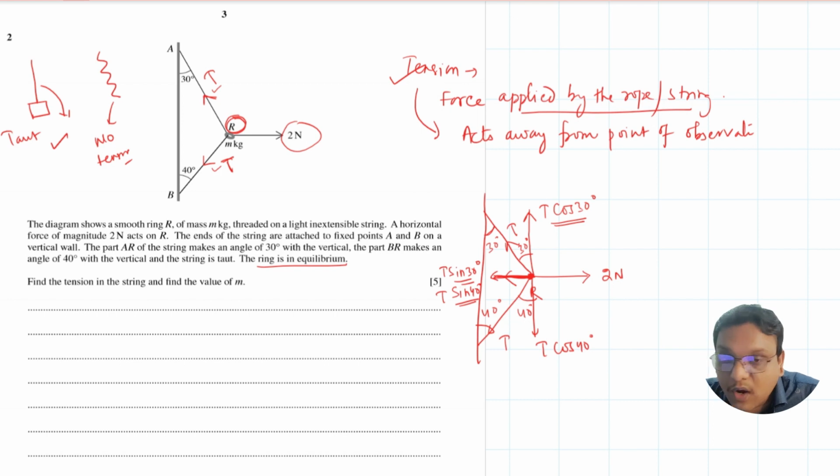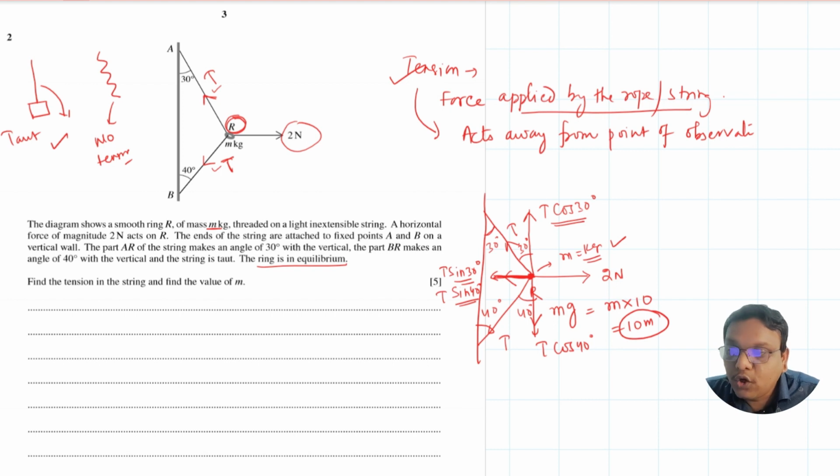Apart from that, there is one more force applied. How? Because the mass of this ring is given as M kg. We need to find the value of M kg. So definitely one more force will be applied, which is called mg. So I can write down m times g, with g equal to 10 meters per second squared, acceleration due to gravity, so I can write down 10m. As this ring is in equilibrium, we can find the vertical components and horizontal components and make them equal.